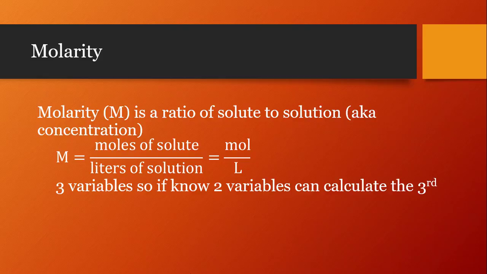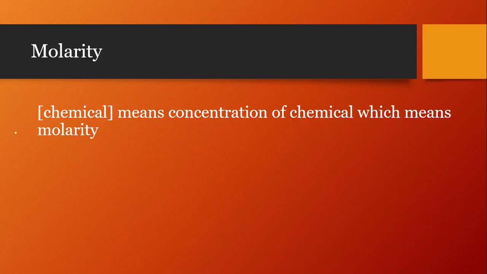There are three variables here: molarity, moles, and liters. So if I know any two of those variables, I can calculate the third. So there are two rearrangements. Moles equals molarity times liters, and liters equals moles divided by molarity. These brackets here, when a chemical is written in the brackets, it means you're talking about concentration of the chemical, or the molarity of that chemical.